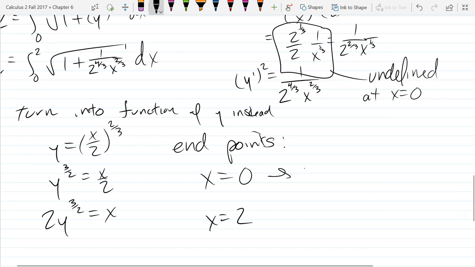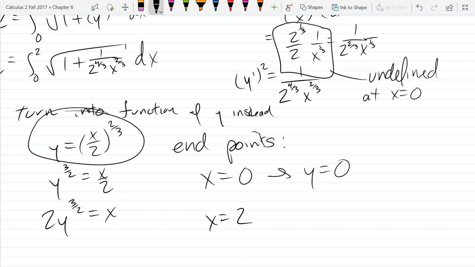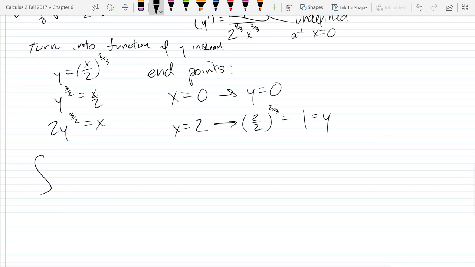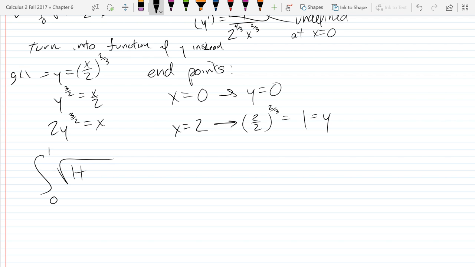X equals 0 converts into y equals 0. And remember, I'm using the first equation there. And x is 2. This is 2 over 2 to the 2/3 power. And that's going to equal 1. And this is our y coordinate. So x going 0 to 2 corresponds to y going from 0 to 1. So when we set this up, we're going to have integral from 0 to 1, square root 1 plus, I better give this a name, we'll call it g of y, so we're going to have g prime of y squared dy. So we're going to have to finish this problem off Monday.